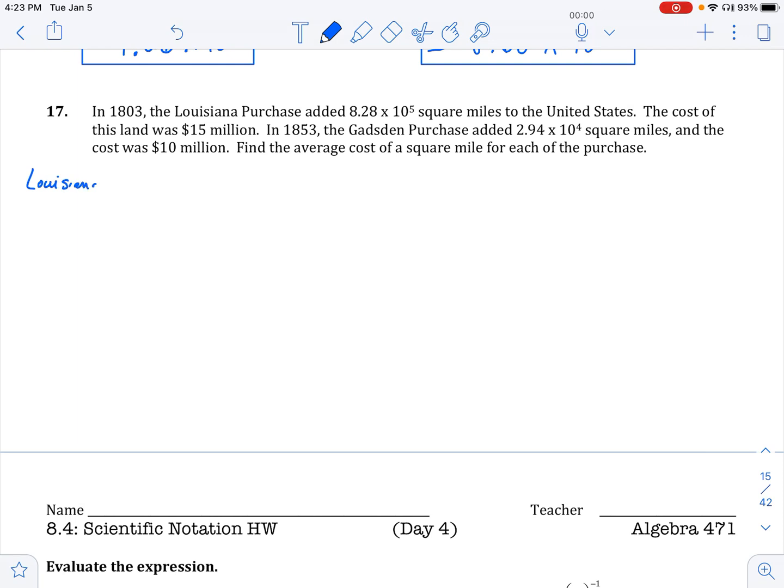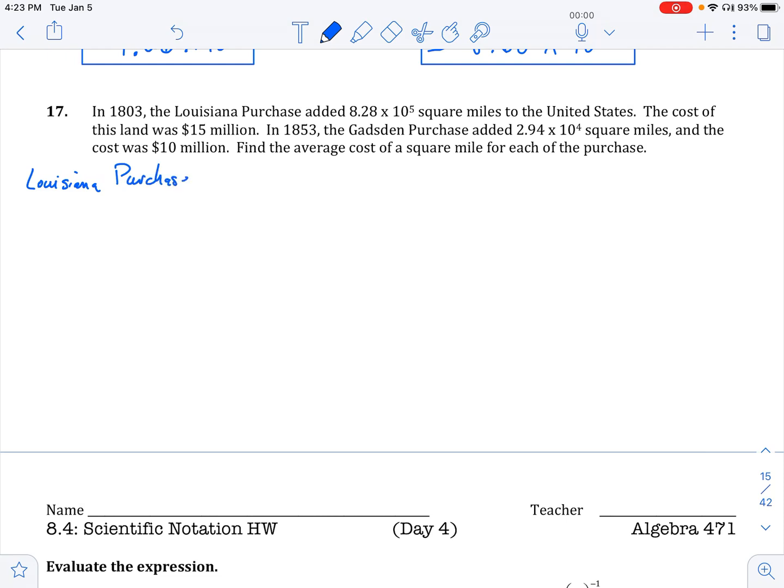We have the Louisiana Purchase from 1803, which was purchasing 8.28 times 10 to the 5th square miles. A square mile would be a mile by a mile. So it's a mile going north and south, a mile going east and west. Very large area of land in the United States. And the cost of this was $15 million.